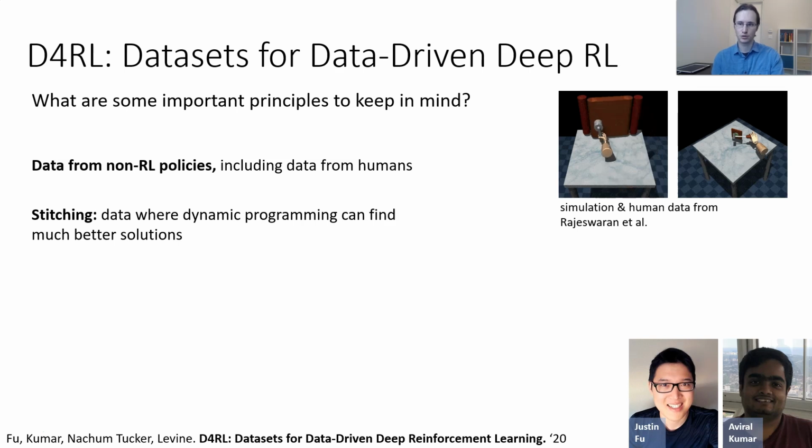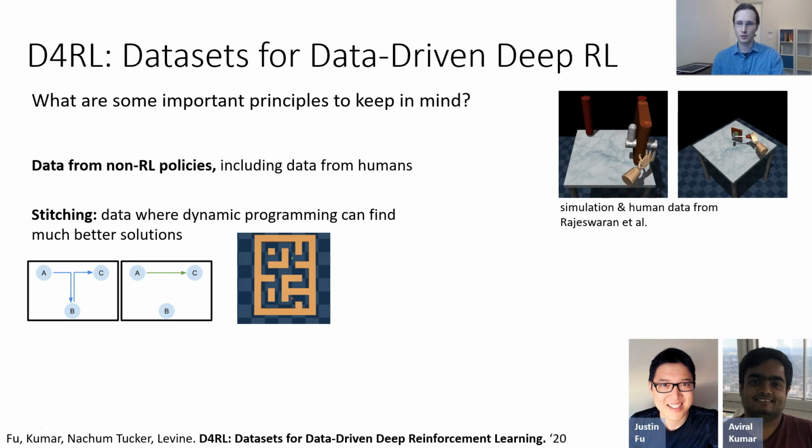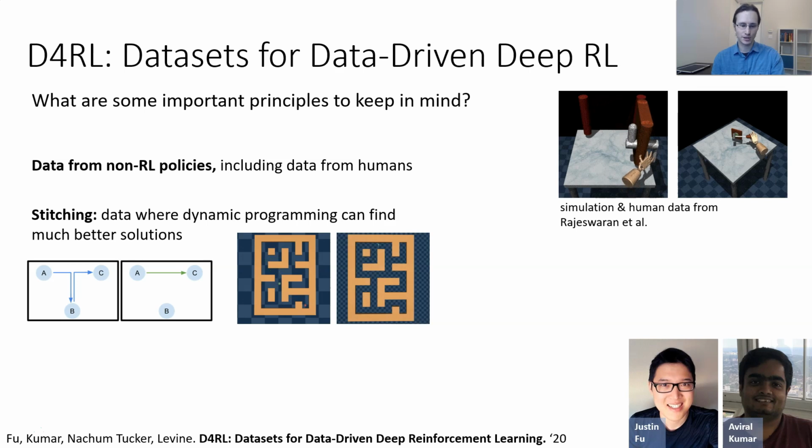Another principle is that you should make sure that offline RL can do much better than the behavior policy. One way in which it could do much better is by stitching using dynamic programming. So if you've seen a behavior that goes from A to B and another behavior that goes from B to C, offline RL should be able to figure out that it's possible to go from A to C. And we've included a set of navigation tasks that emphasize this principle, simple tasks based on 2D navigation, and more complex tasks that involve navigating using an ant robot.